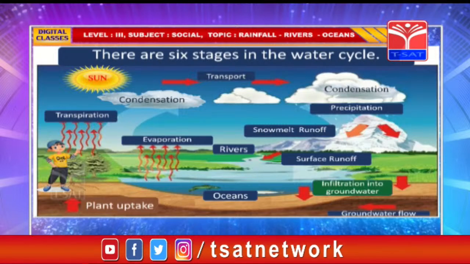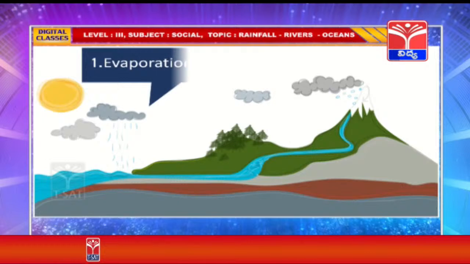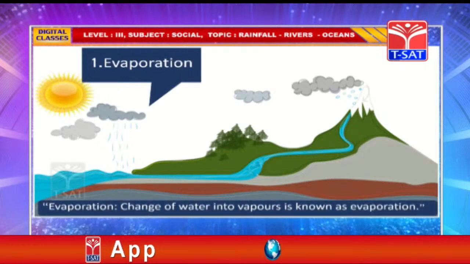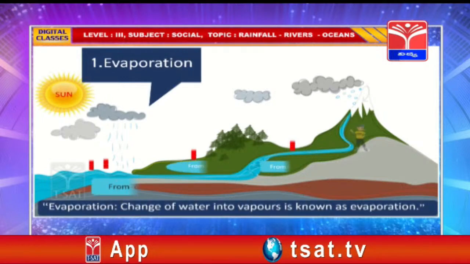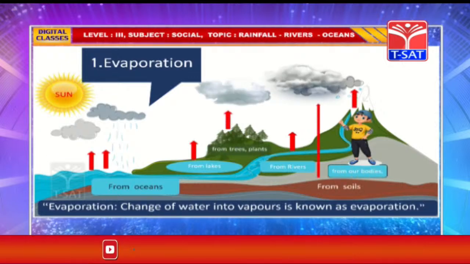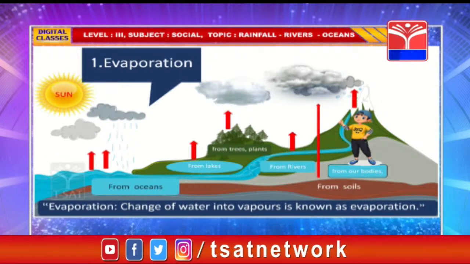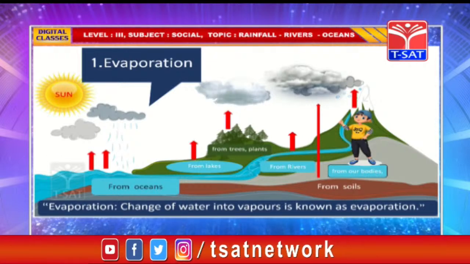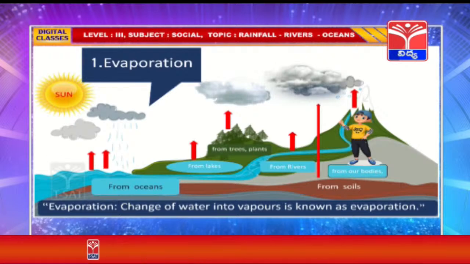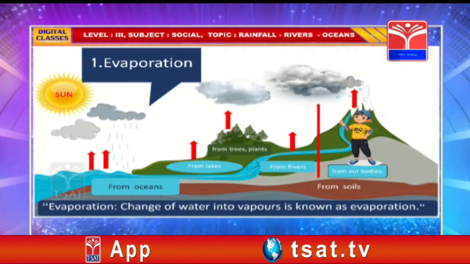Now let us learn about these stages in detail. I will begin with evaporation. The story of rain begins with water vapor. What is water vapor? When you dry your wet clothes in the open, you see that the water disappears after a while and the clothes will dry. Similarly, if you keep some water in a plate, it dries up in a couple of days.